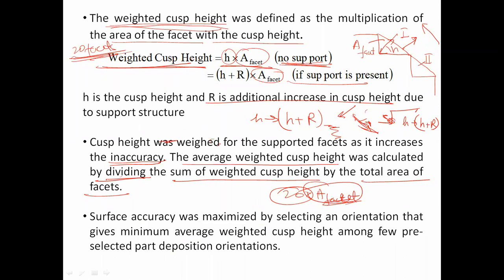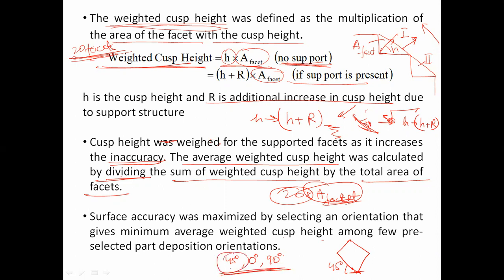Now, surface accuracy was maximized by selecting an orientation that gives the minimum average weighted cusp height among the pre-selected part deposition orientations. Suppose you have a part like this, a diamond. How can you make this? You can keep it like this, with the angle at 45 degrees. One orientation can be 45 degrees, another can be 0 degrees, another can be 90 degrees. So you initially selected all the possible orientations that you had.